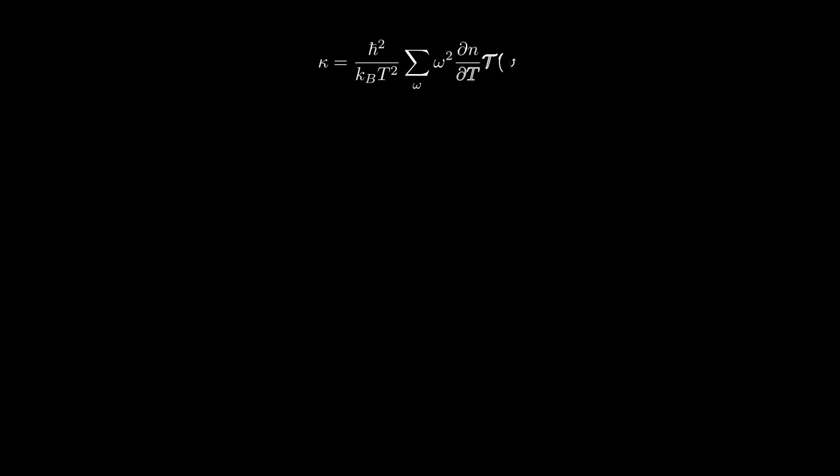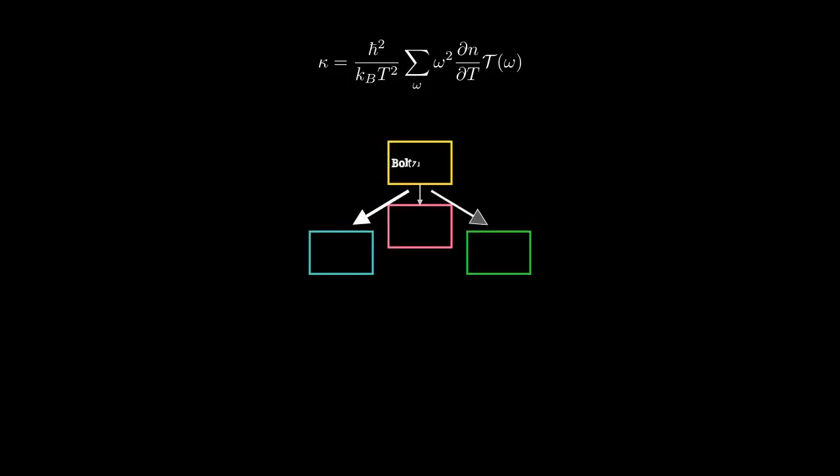Thermal conductivity equals h bar squared over k B T squared, sum over omega squared, Bose derivative, times transmission T of omega. These computational approaches complement each other, with Boltzmann methods providing a framework for molecular dynamics, Green's functions, and Monte Carlo simulations.